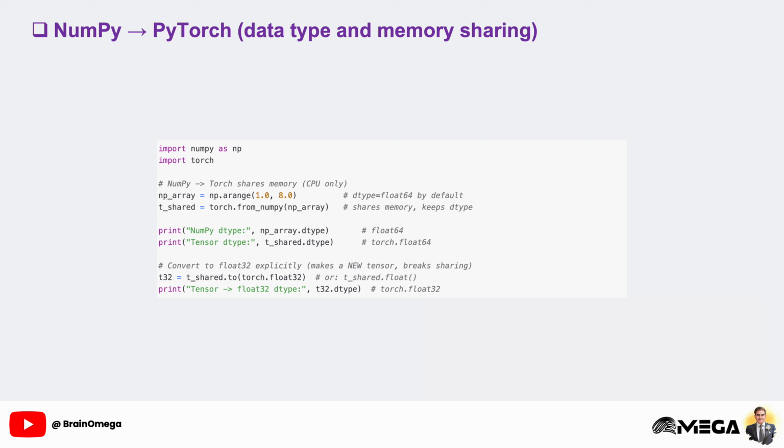Another important detail is about data types. By default, NumPy creates arrays with float64 precision, while PyTorch usually prefers float32 for speed and efficiency. So if you want to match PyTorch's defaults, you'll need to explicitly cast the tensor to float32.